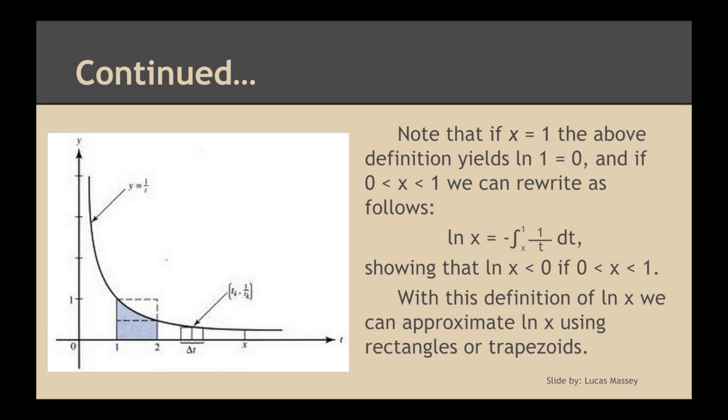Note that if x equals 1, the above definition yields natural log 1 equals 0, and if 0 is less than x is less than 1, we can rewrite as follows. Natural log of x equals the negative integral from x to 1 of 1 over t dt, showing that natural log is less than 0 if 0 is less than x is less than 1. With this definition of natural log of x, we can approximate natural log of x using rectangles or trapezoids.